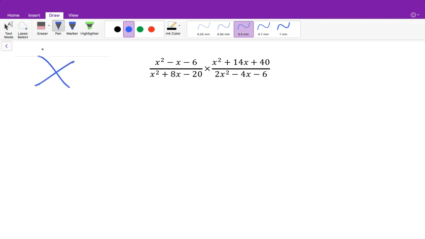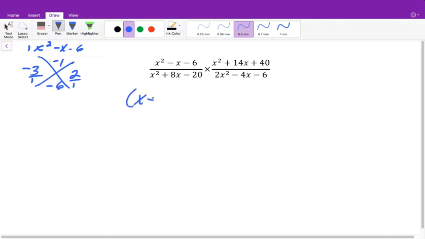So the first one, we have x squared minus x minus 6. So 1 times negative 6 is negative 6. The negative 1 drops, so 3 and 2 multiply to 6 and have a difference of 1. Since this is negative, or 3 is negative, this factors out to x minus 3 times x plus 2.